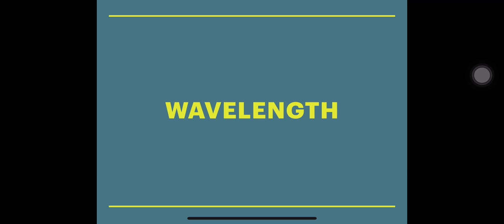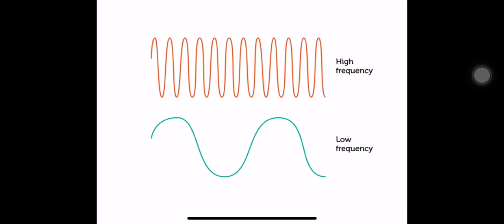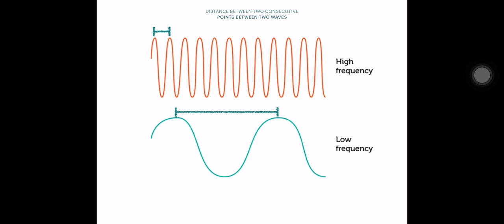Next up, I will be talking about wavelength. Wavelength is the distance between two consecutive points between two waves. For example, on the screen you can see two types of waves passing through a point per second, one with high frequency and another one with low frequency. The one with high frequency has a shorter wavelength, while the other one with low frequency has a longer wavelength. In mathematical calculations, the unit for wavelength is nanometer.